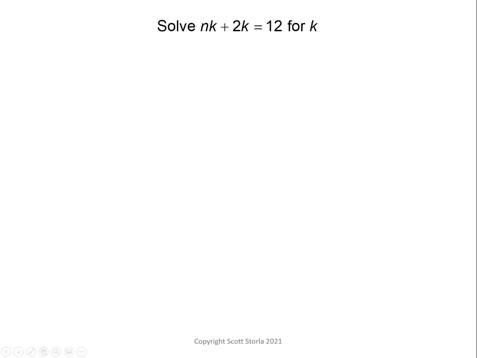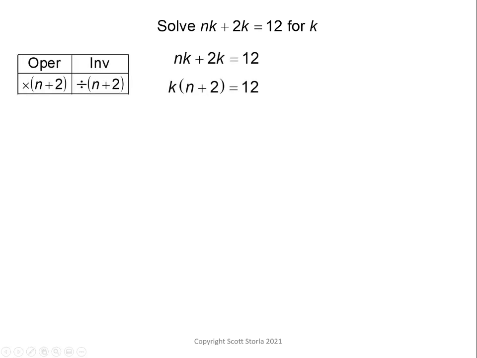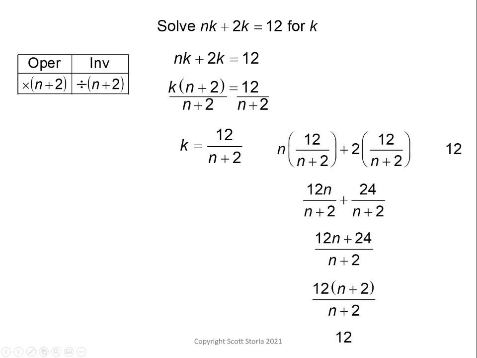Here's one for you to try. This time our GCF is k, so I'll factor that out. Then, once again, we have a single operation happening to k, so we can undo it using division, and we've solved for k. Here's the check.